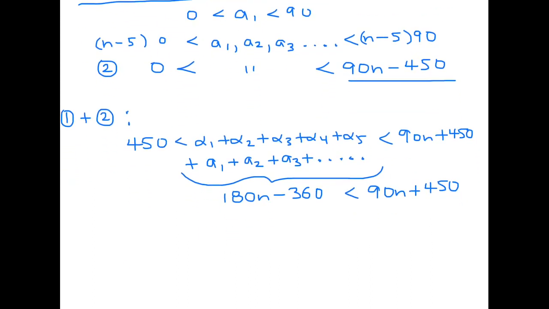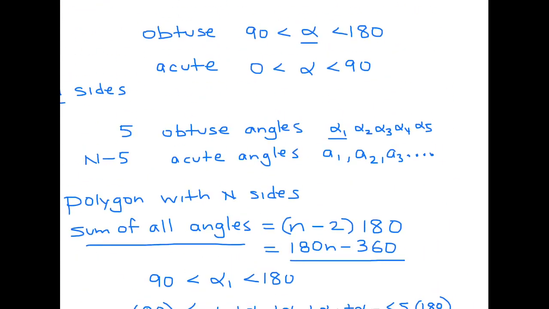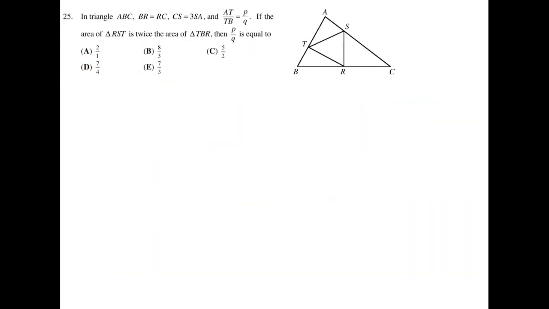And we're almost done here. We just have to solve this final inequality. So if we put the n's on one side, we get 90n is less than 810. And if we solve this, we get n is less than 9. So if n is less than 9, the maximum n can be is 8. So the maximum number of sides is 8. And therefore, the answer is B.